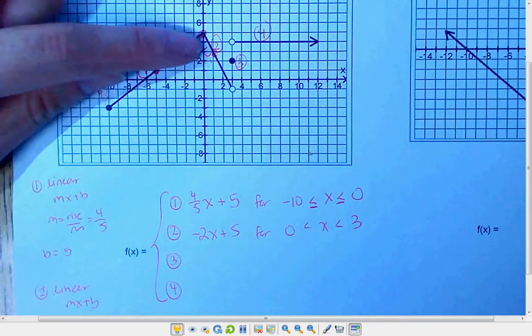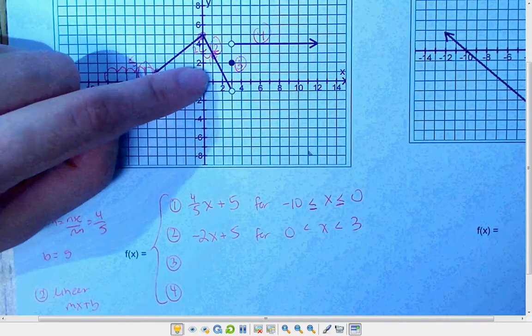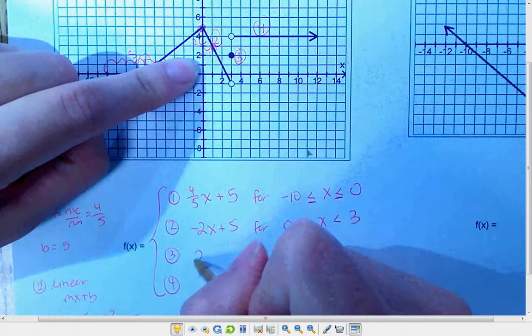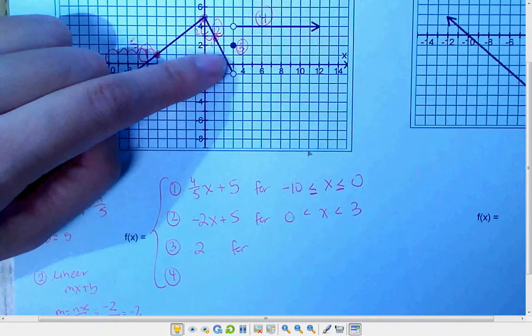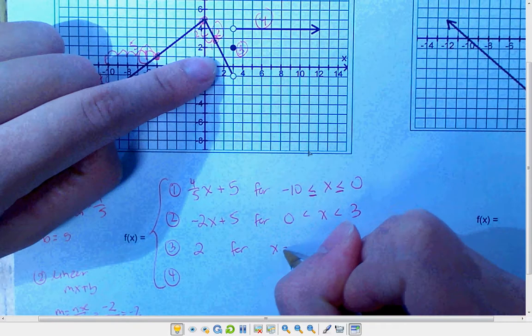Okay, let's look at our third one. Our third one is simple because it's just 1 point, so we just need to write the y value, which is 2. And our x value is simple too. There's only one x value. It is x is equal to 3.